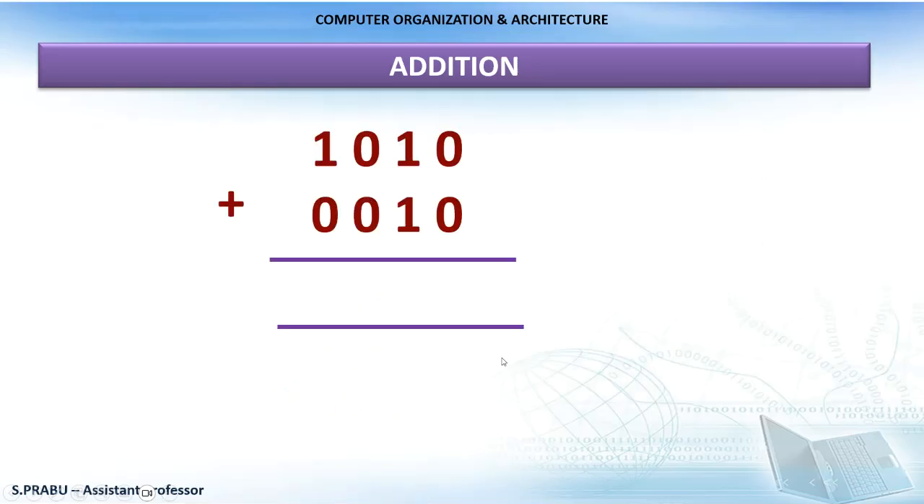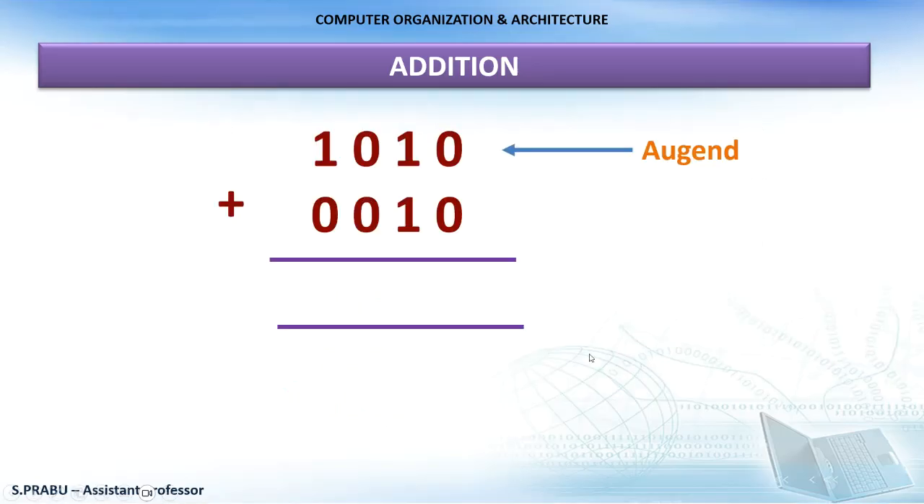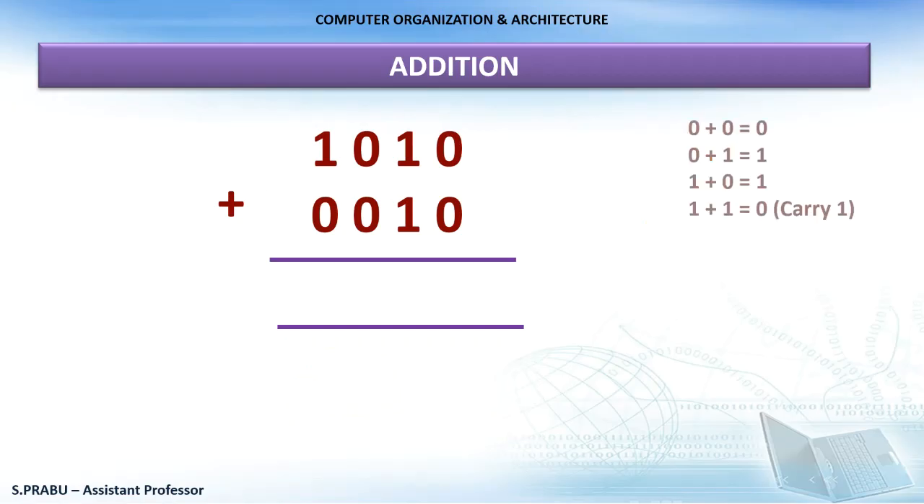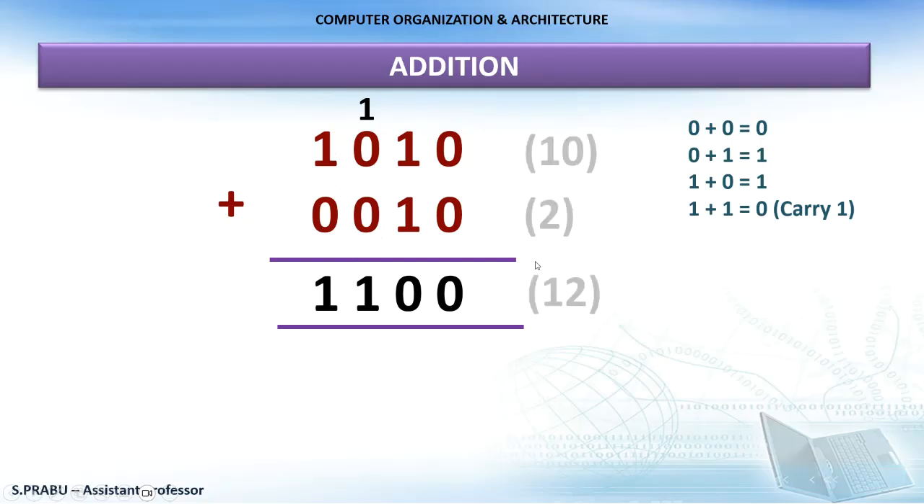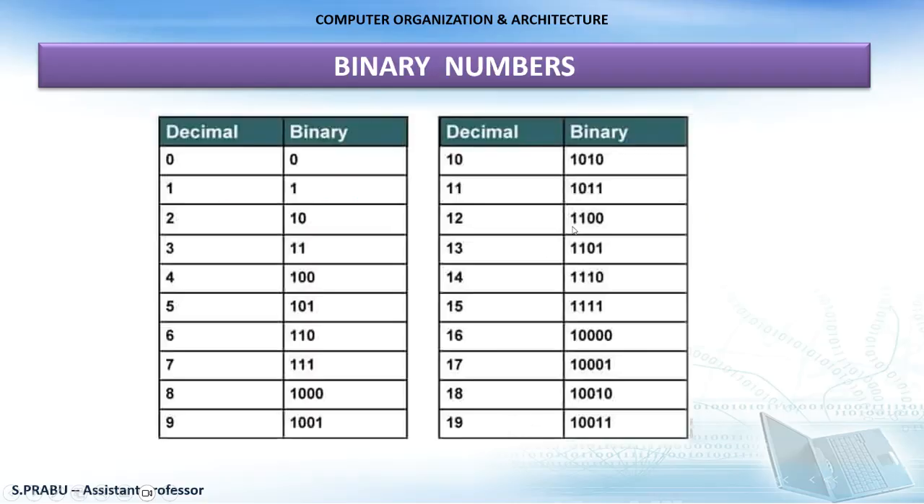Let's see an example of the addition operation. The first number is called augend, the second number is called addend. We have to apply this simple addition rule here. So 0 plus 0, 0. 1 plus 1, 10, carry is 1. 1 plus 0 plus 0, 1. 1 plus 0, 1. You can cross-check the result by converting these binary numbers into equivalent decimal values. The first number is 10, the second number is 2, the result is 12. 1100 is the equivalent binary number of 12.